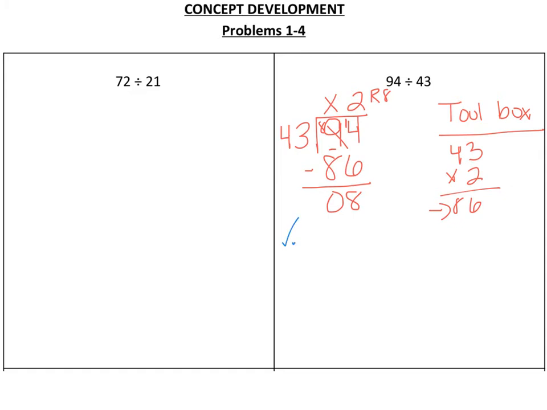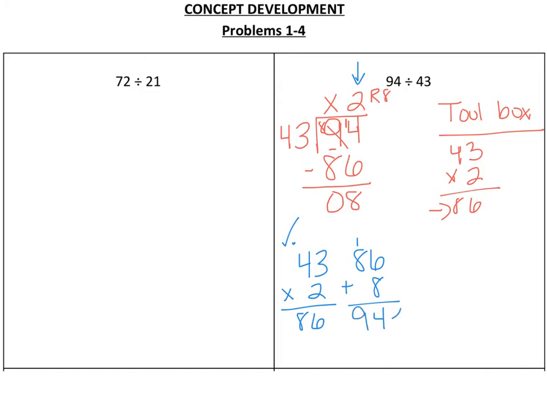So here's my check. So I start with my divisor of 43. I multiply by my quotient, which just happens to be 2. 2 times 3 is 6. 2 times 4 is 8. So that's my product so far. So I write that, and then I have to add my remainder, which is 8. 8 plus 6 is 14. I write the 4, carry the 1. 1 plus 8 is 9.